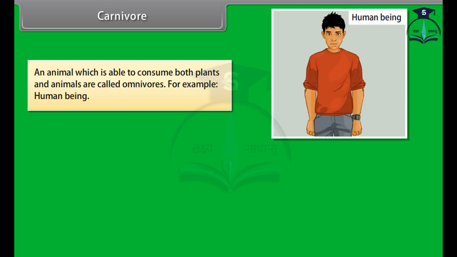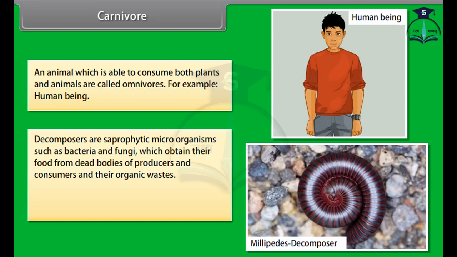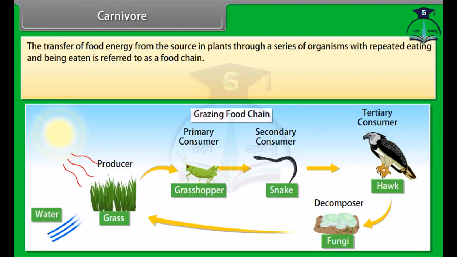For example, human being. Decomposers are saprophytic microorganisms such as bacteria and fungi, which obtain their food from dead bodies of producers and consumers and their organic wastes. Decomposers are often called microconsumers because of their small size. The transfer of food energy from the source in plants through a series of organisms with repeated eating and being eaten is referred to as food chain.